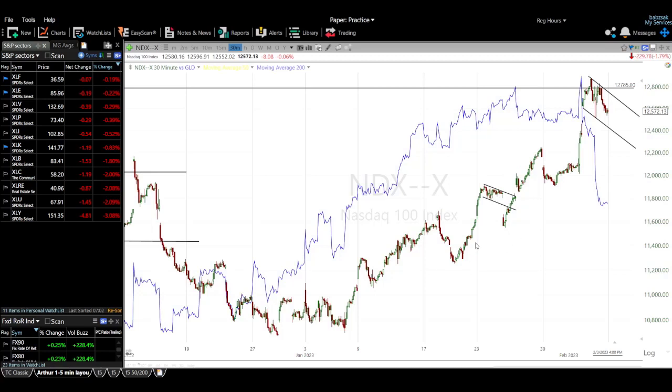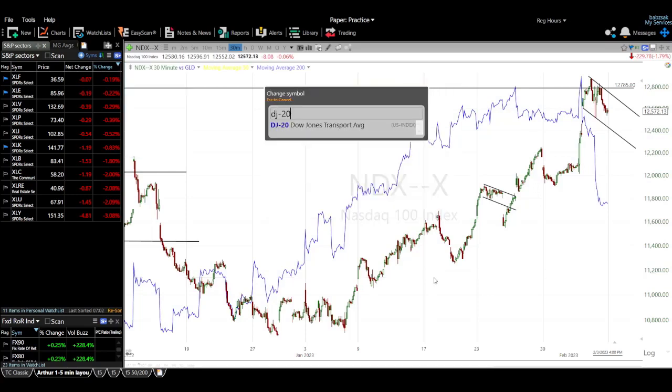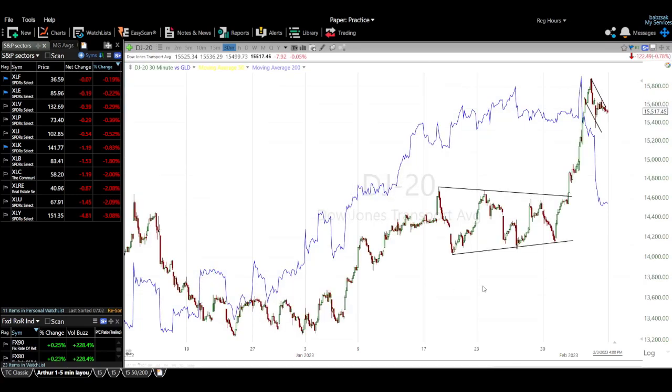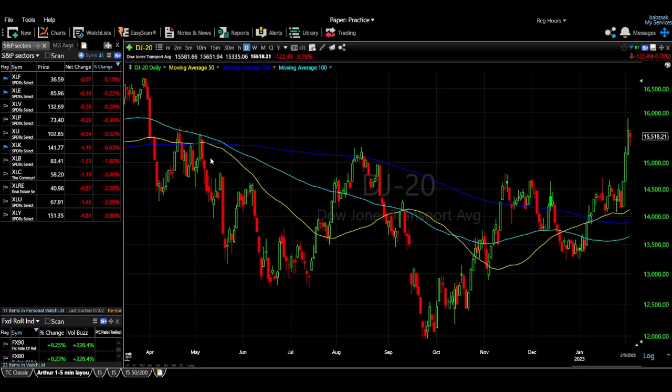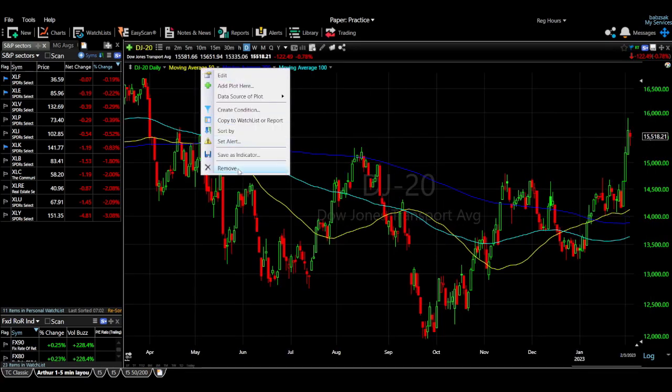It's why they're so reliable, whether it be a daily chart, if you're a long-term trader, like I think I showed one of these on Dow Transports on a daily chart. Let me pull that up. Sorry, I know it's a little bit messy. I'm gonna get rid of all these moving averages. Don't need them.